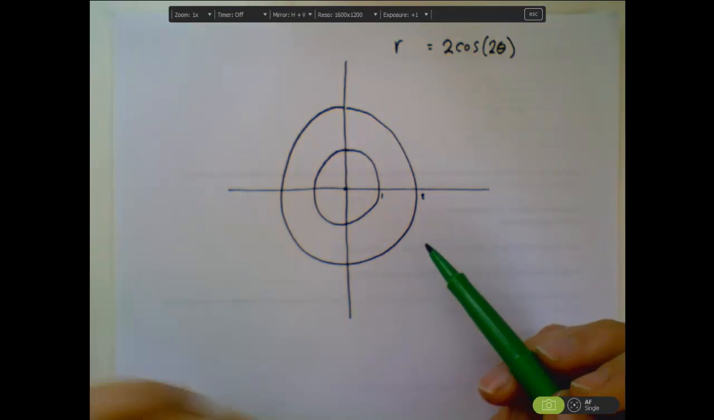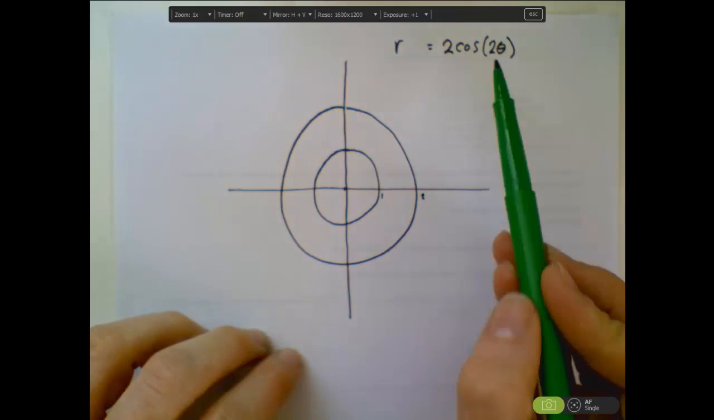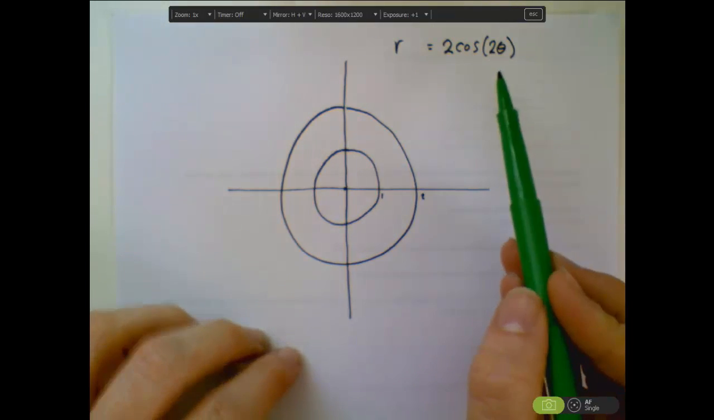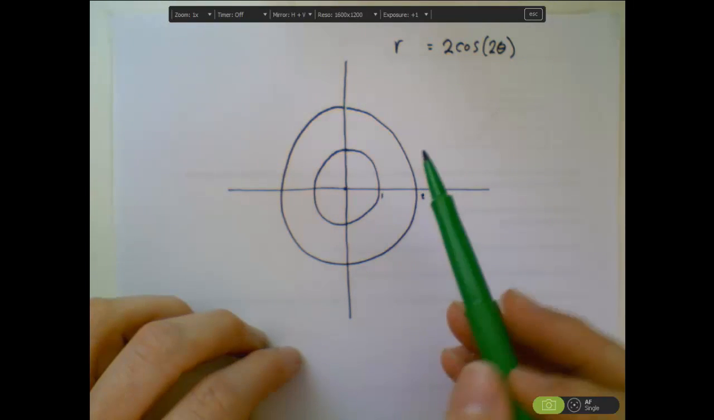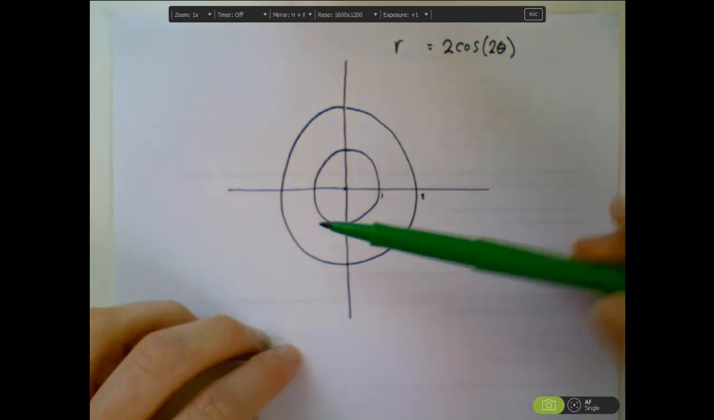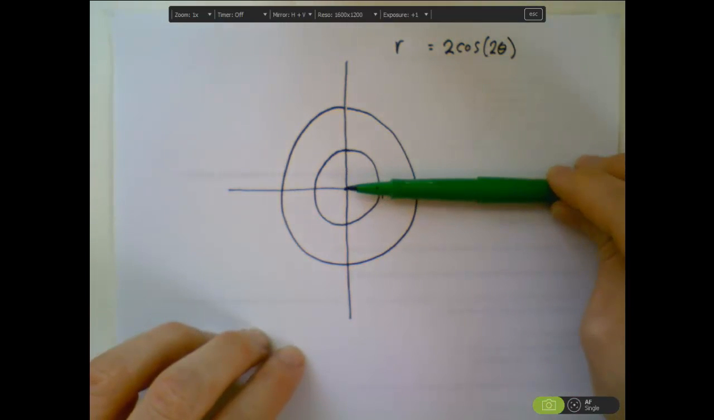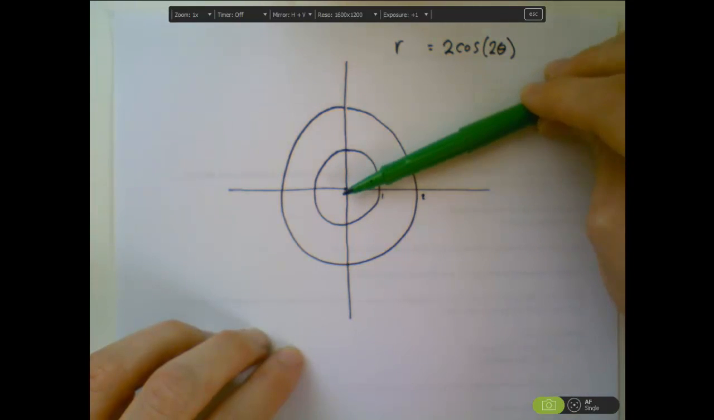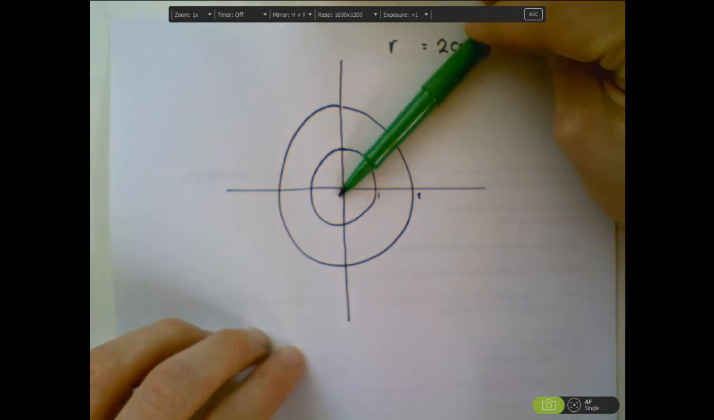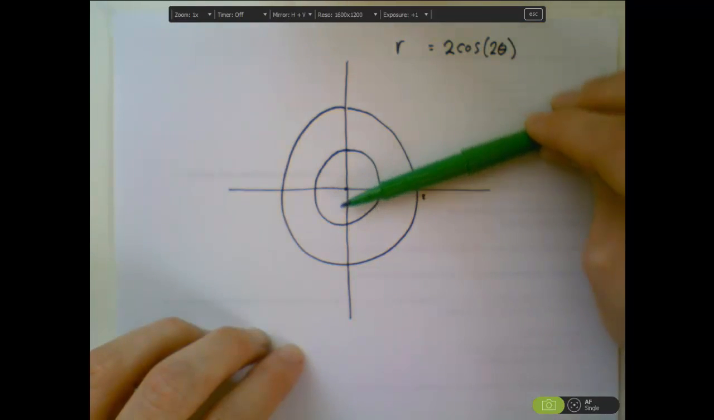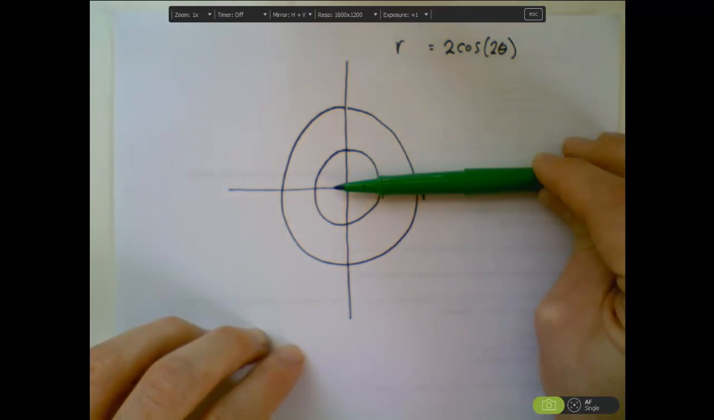What the radar method is, you're going to choose a couple of key values for theta, put the points down, and then imagine a sort of animation. So if this is the angle, and the angle is increasing, kind of like a radar sweeping across, the r value is going to be changing at the same time that the angle is changing.